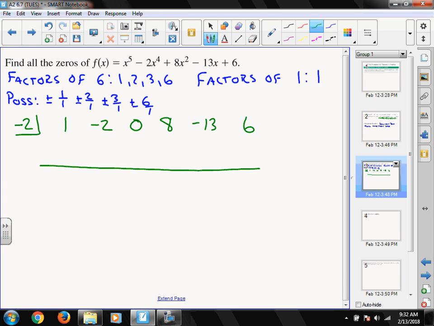Go through our synthetic division, drop the 1, negative 2, negative 4, 8, 8, negative 16, negative 8, 16, 3, negative 6, 0. Good guess.